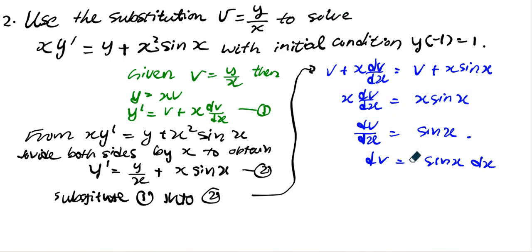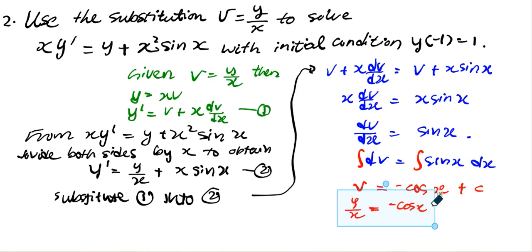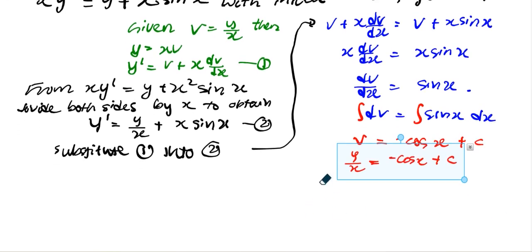And now we integrate both sides. So this is v, and over here is negative cosine x plus c, and then y over x equal to negative cosine x plus c. Over here we need to use this substitution. So is that when x equal to negative 1, y equal to 1, so we can substitute in. All right, so substitute in.